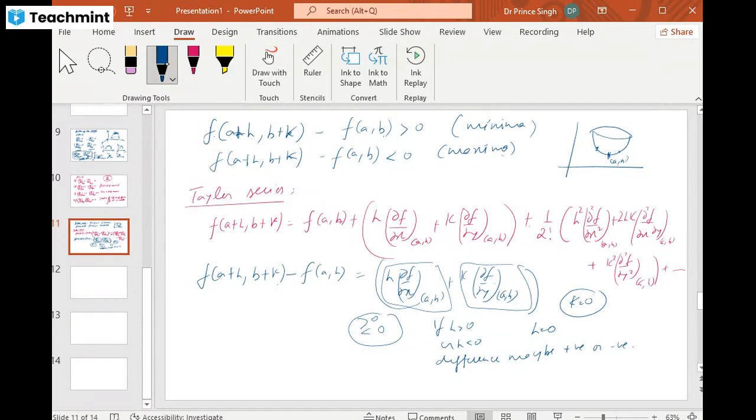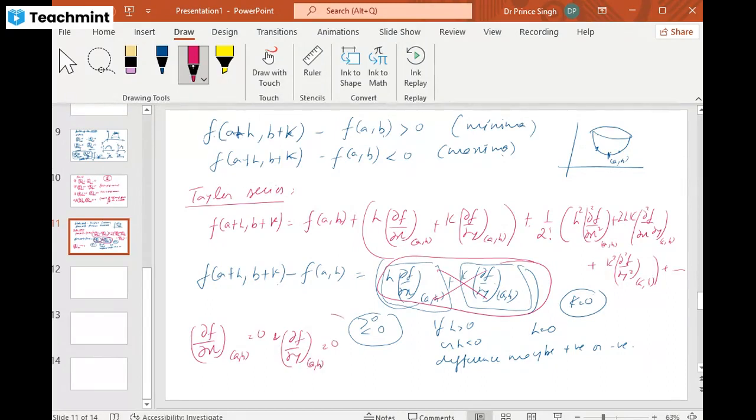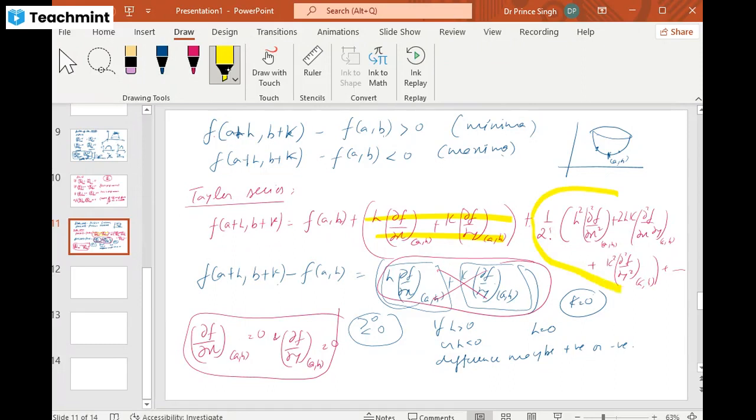So what can we do? We simply neglect this term. We simply reject this term. Okay, so how do we reject this? We are assuming ∂f/∂x at the point (a,b) is 0 and ∂f/∂y at the point (a,b) is 0. So if these two terms are 0, it means that this term is 0. Because h and k are small, we are saying that it is equal to the second term, right?